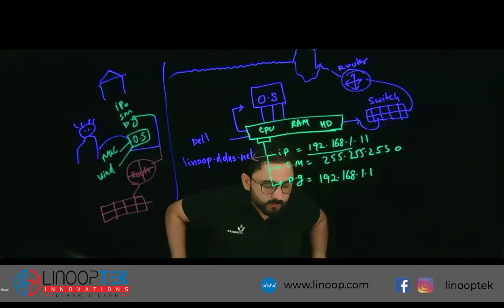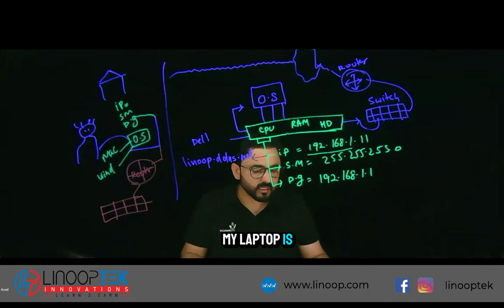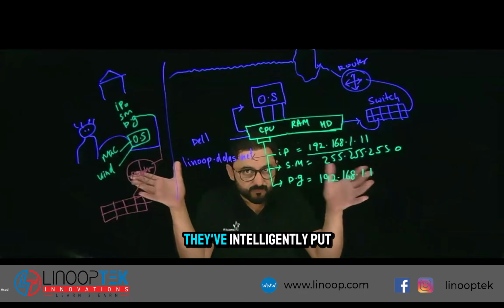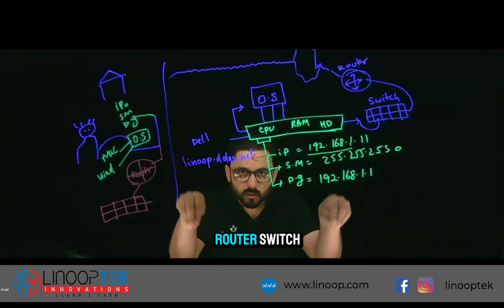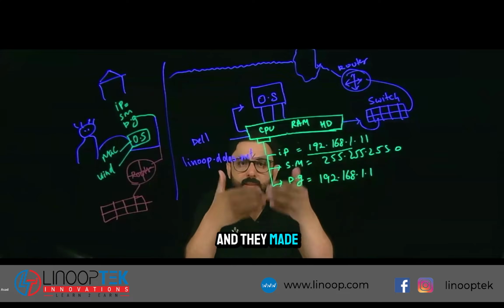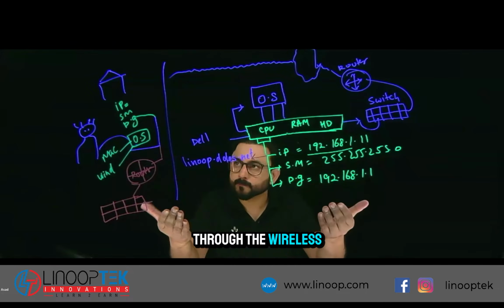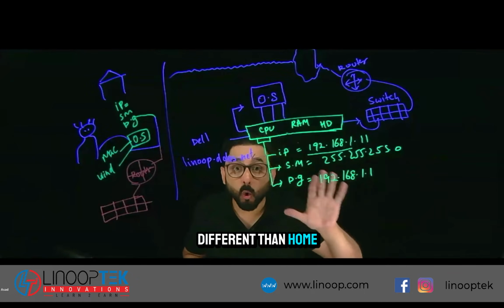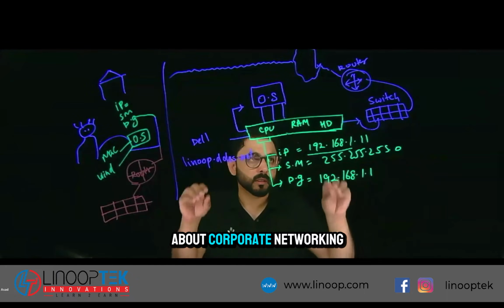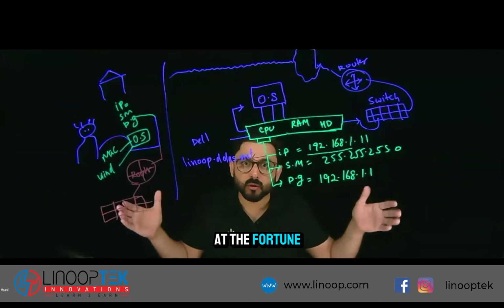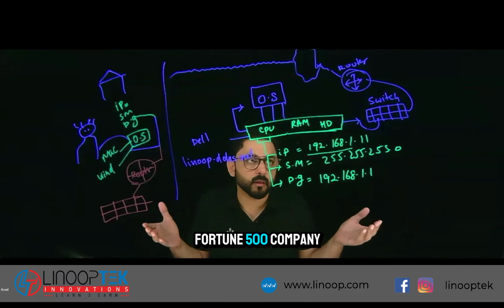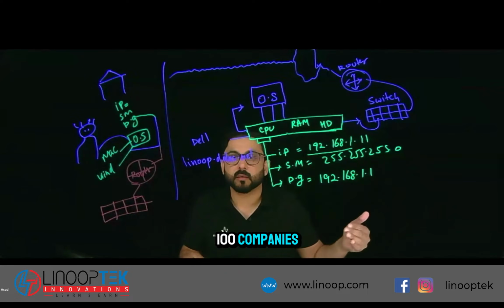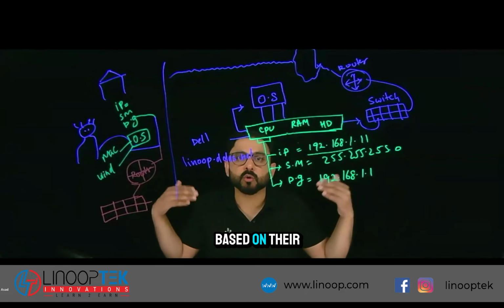Somebody's saying my laptop is connected to a router instead of a switch on the home side. Like I said, at your home, they've intelligently put router, switch, and the wireless signal in one device. So corporate networking is slightly different from home networking. We're going to talk about corporate networking, and what happens at a Fortune 100 company and at a Fortune 500 company. Fortune 100 and 500 mean the top 100 and top 500 companies based on their revenue.